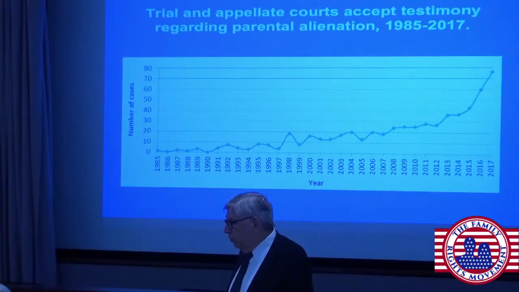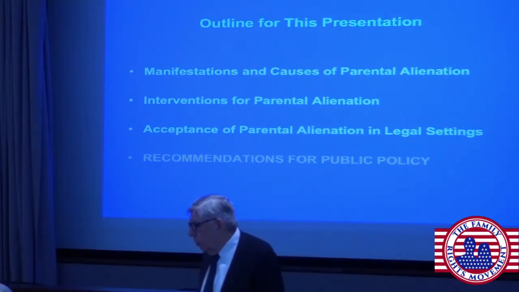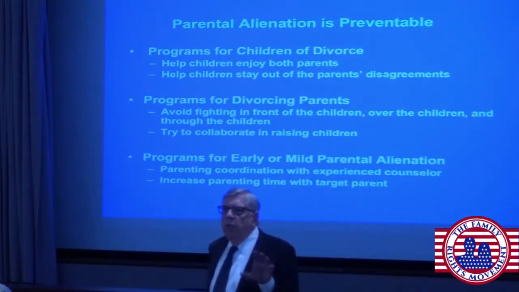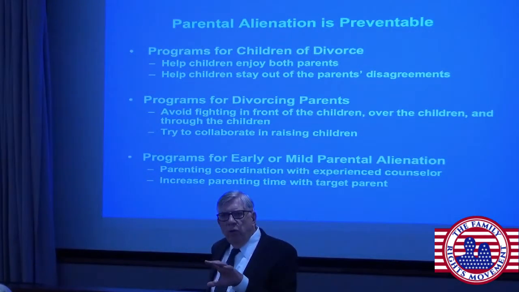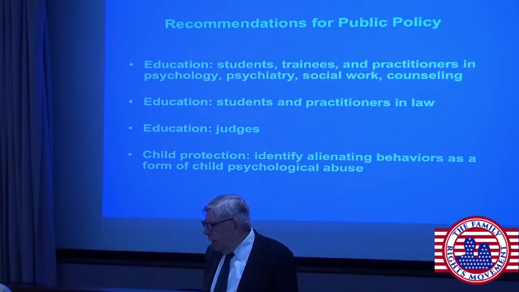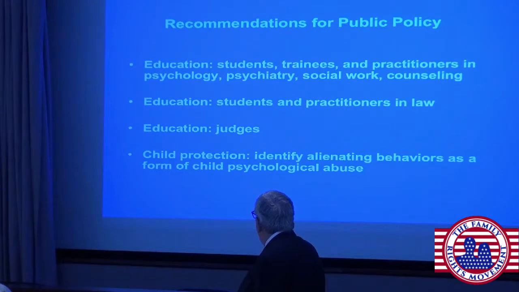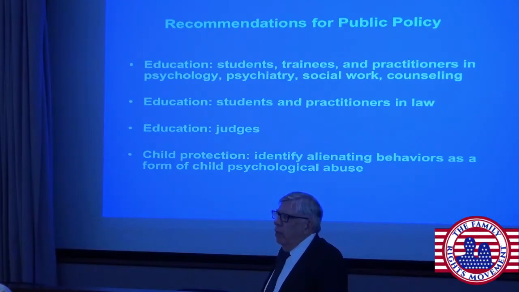I do want to spend a minute or so talking about what we would recommend for public policy. First of all, prevention. This thing is preventable if you start early, if you catch it when it's still mild. And so there are a number of different programs for children or divorcing parents and so on that this would be preventable. Secondly, education. We need to be systematic and aggressive in educating mental health professionals, law students, young lawyers, continuing education for lawyers, and judges.